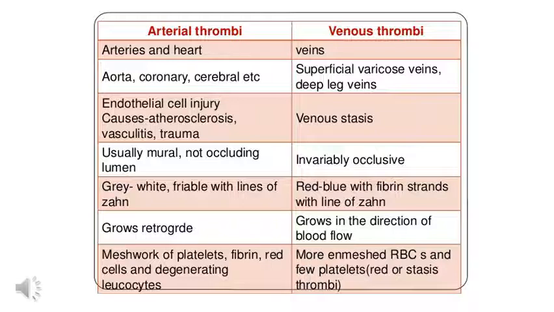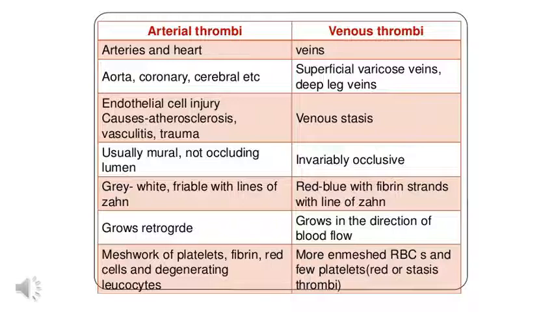Arterial thrombi are usually mural, meaning they form in the heart chambers, and they are not occluding the lumen. Venous thrombi, on the other hand, are invariably occlusive. Venous thrombi can form anywhere in the veins according to condition, posture, trauma, or any genetic cause. Arterial thrombi are usually gray-white with lines of Zahn.